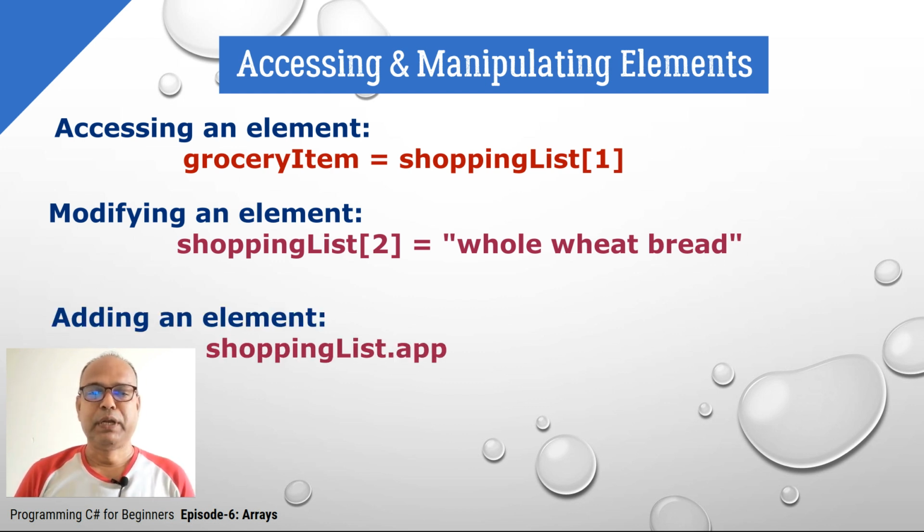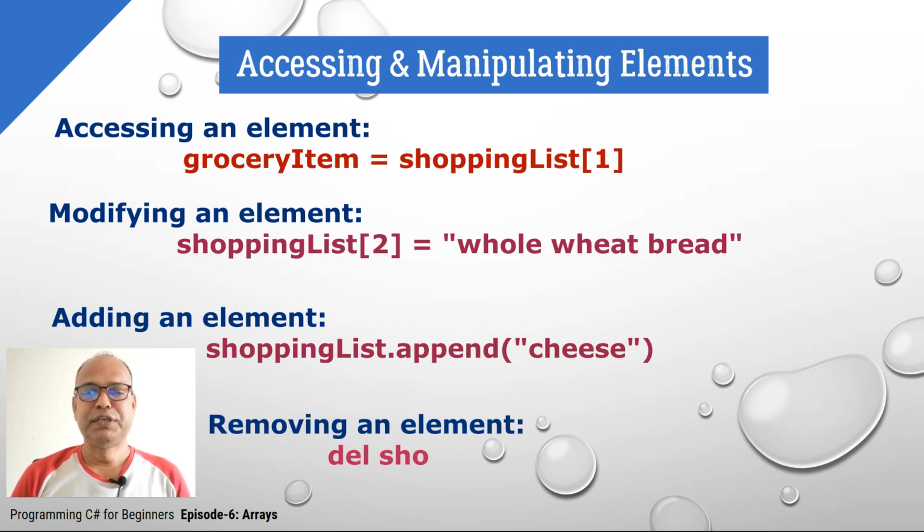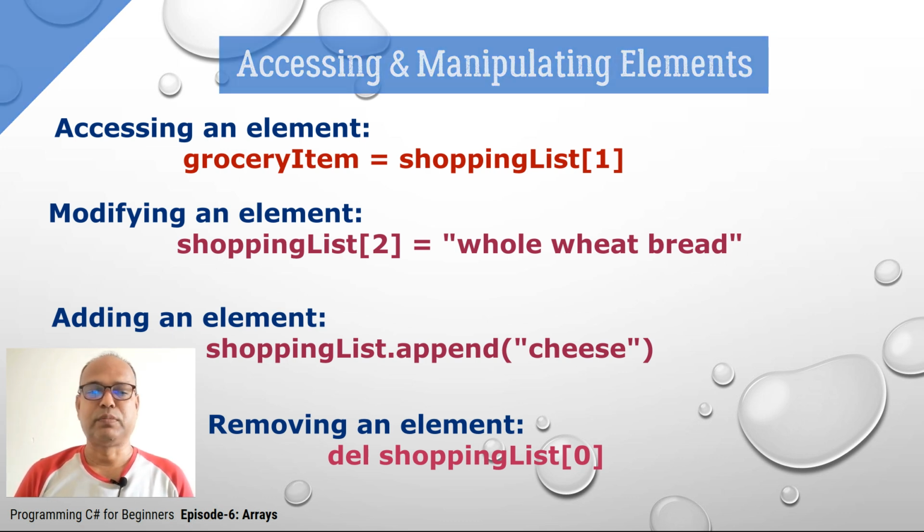Adding an element: shopping_list.append("egg"). This will add the new item to the end of the list. Removing an element: del shopping_list[0]. This will remove the first element, apples, from the list.